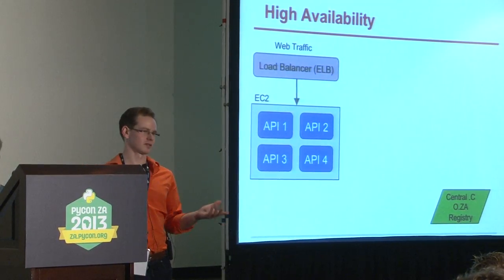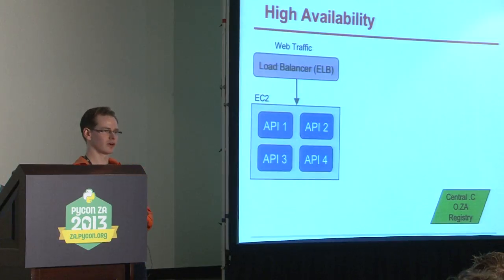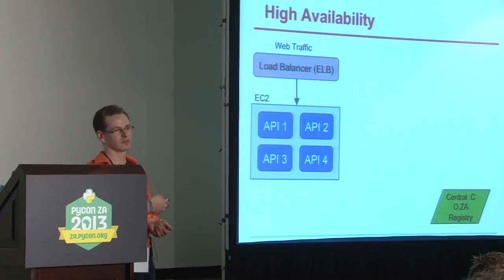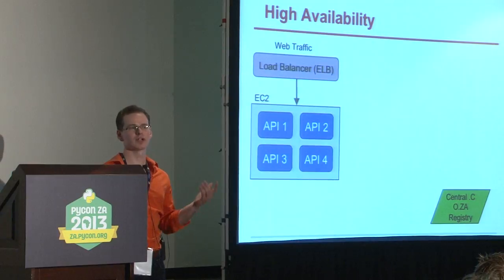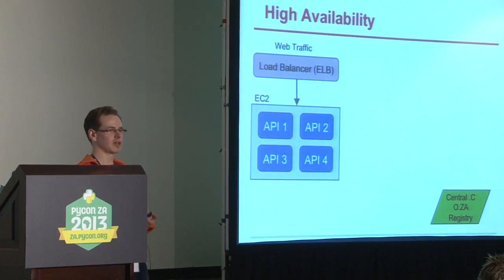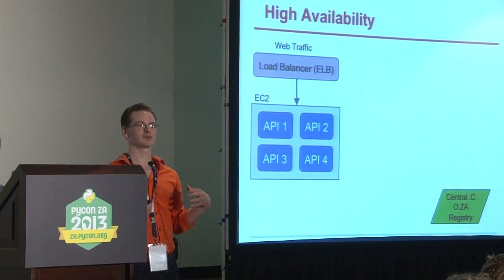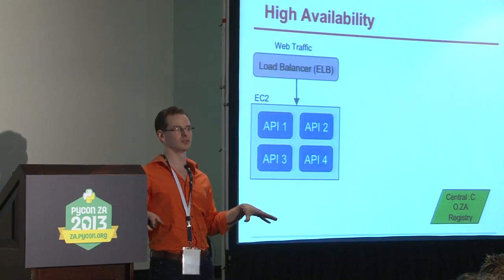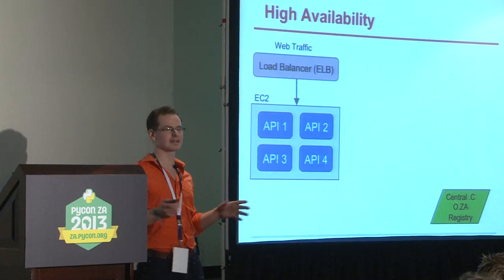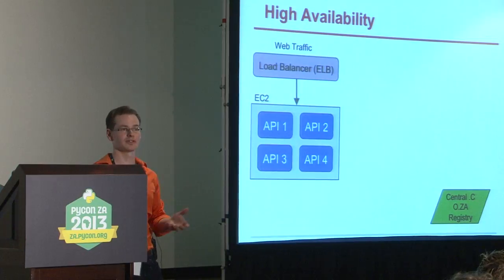So let's design the system. We have some instances running on EC2. For API instances, it can be 2, can be 3, can be 10. And we have a load balancer which takes in our web traffic and distributes it using round robin to our instances. And somewhere we have to communicate with the central registry.